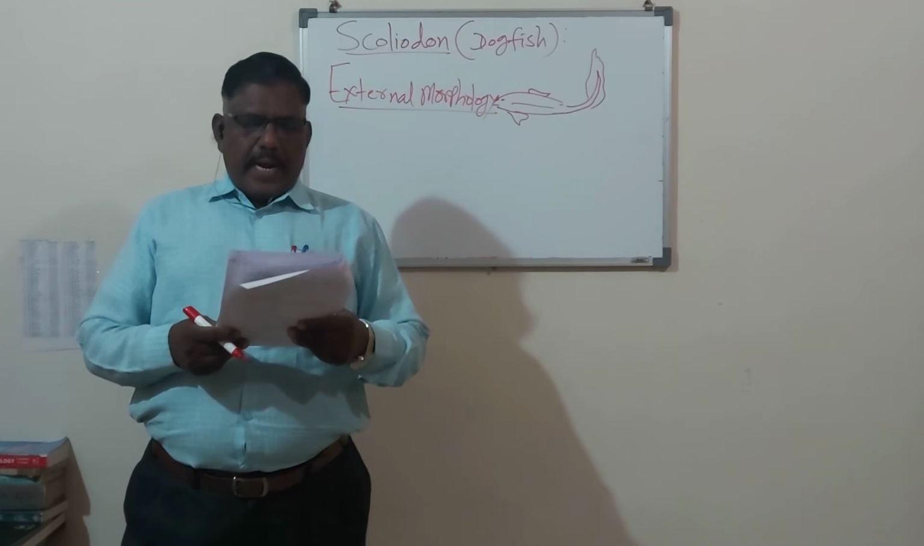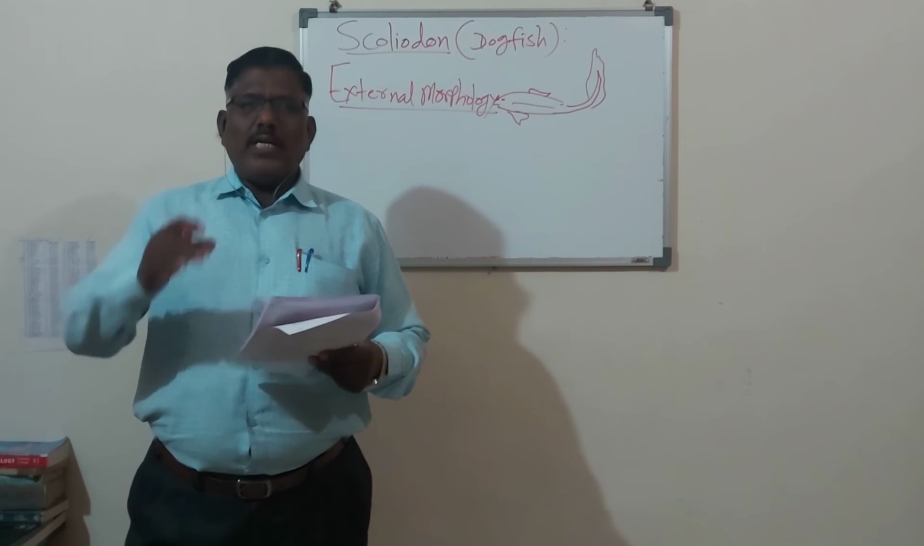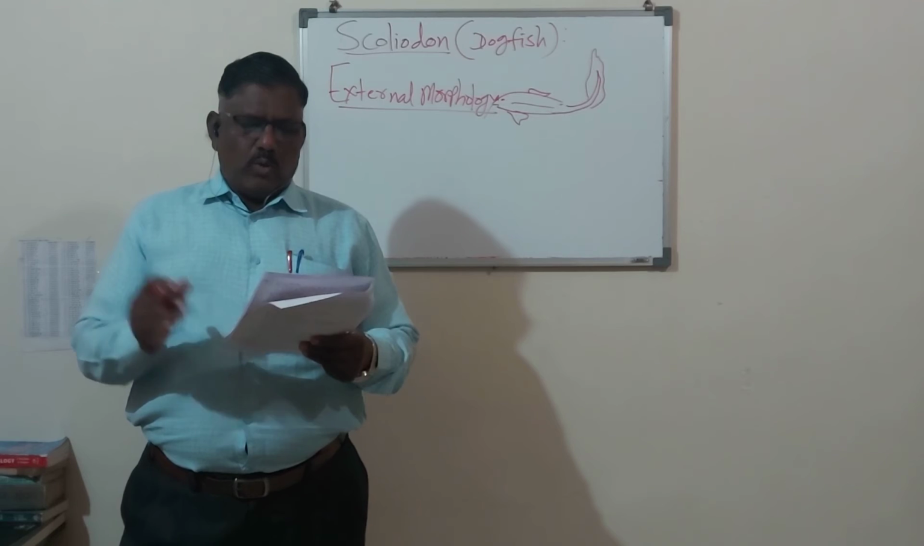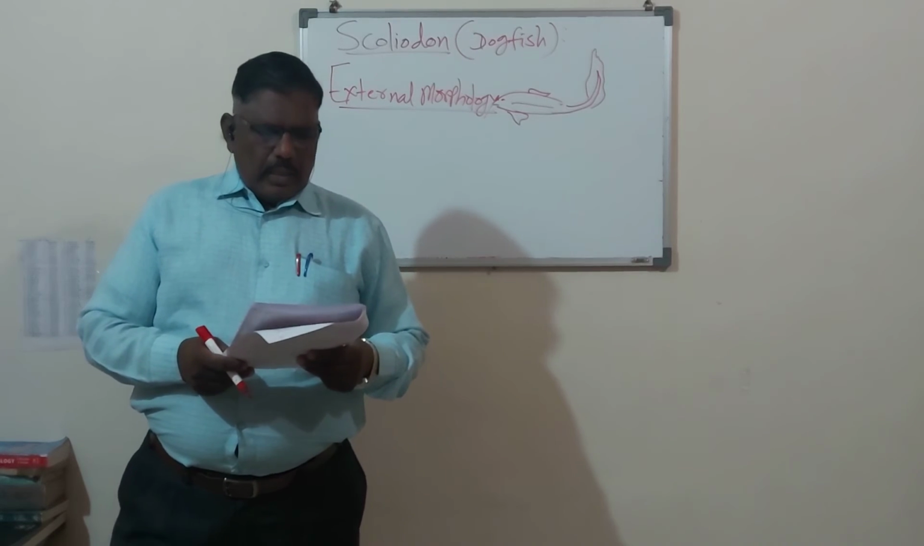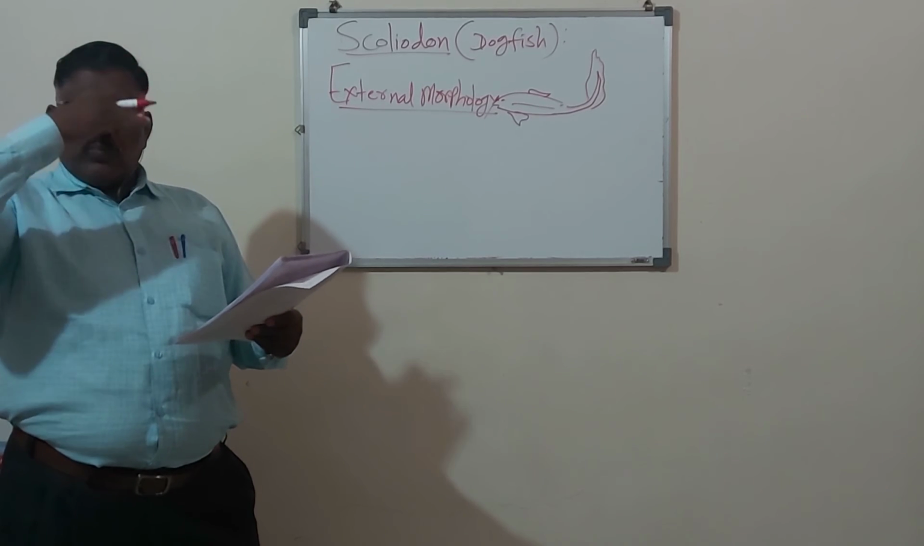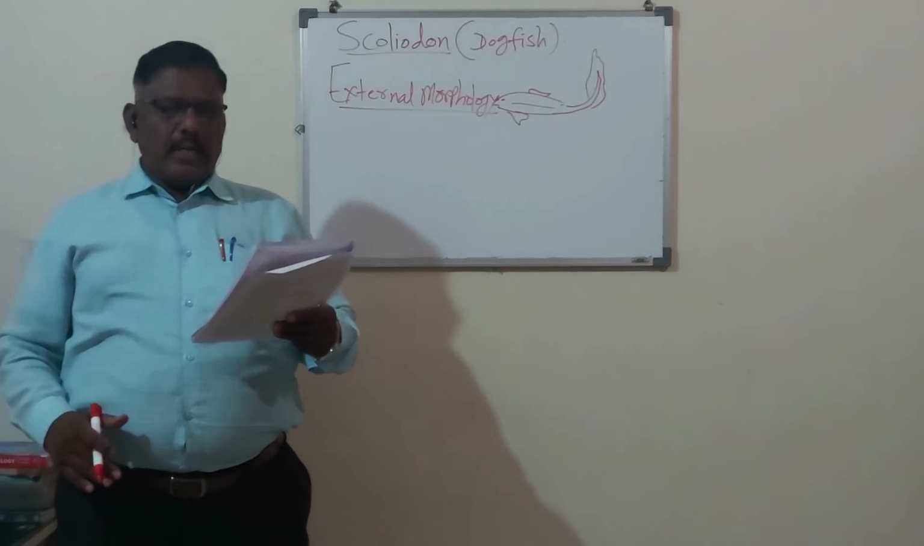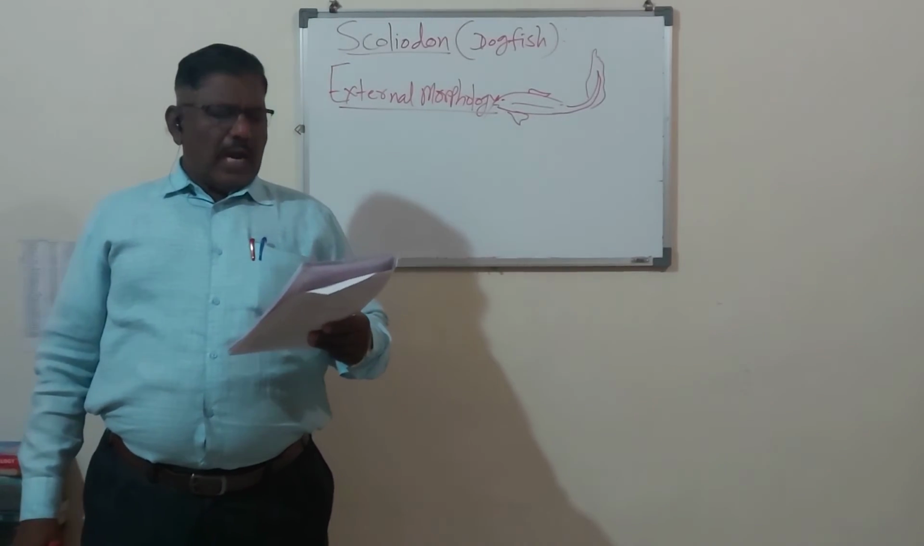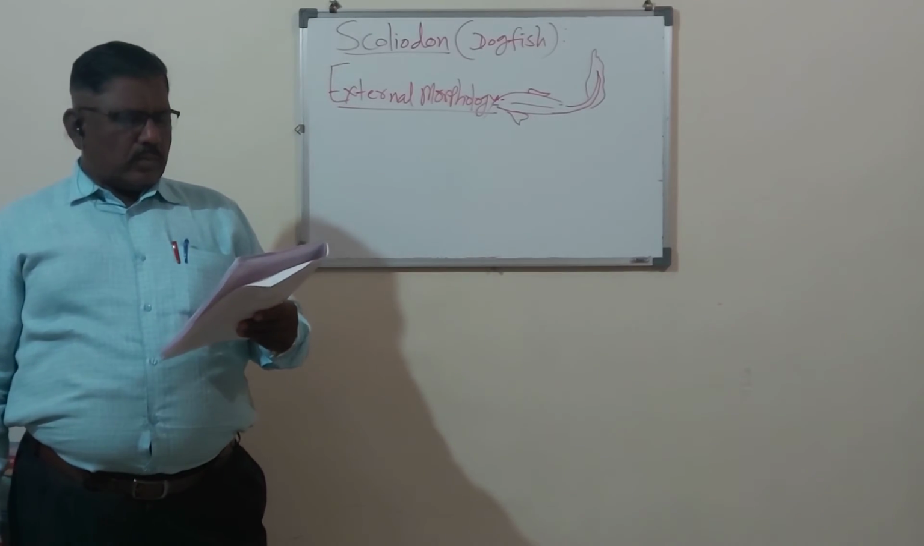Body divided into head, trunk and tail. Body divided into three regions, head, trunk and tail, no neck. Head is dorsoventrally flattened, flattened from the dorsal side toward the ventral side. Anteriorly compressed and pointed into the snout.